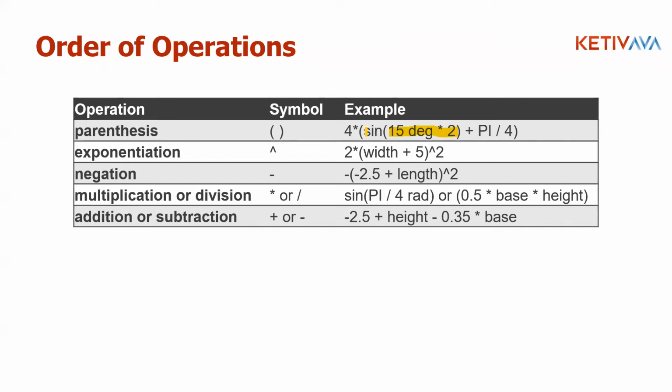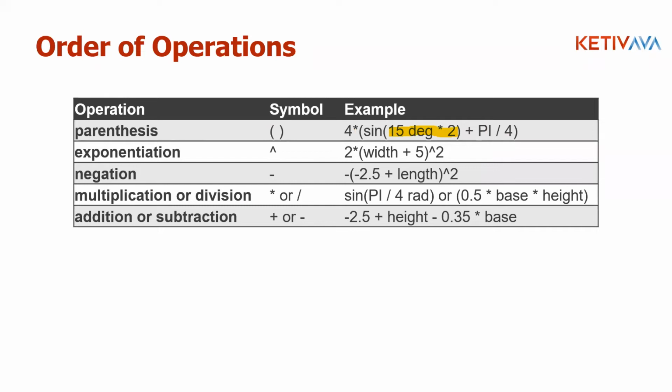Now we go outside the parentheses and go to this next set of parentheses, and we're going to have to evaluate the next set there. So we take the sine of the 30 degrees, and then we add on pi over 4. And then finally, we take what's outside of those parentheses, and take the entire result from inside there and multiply it by 4. Okay? So that's how parentheses are evaluated first.